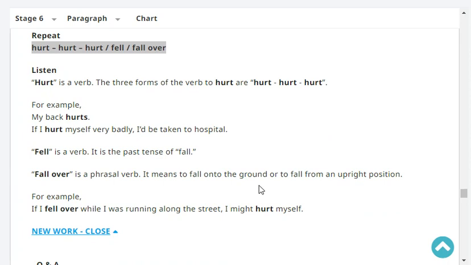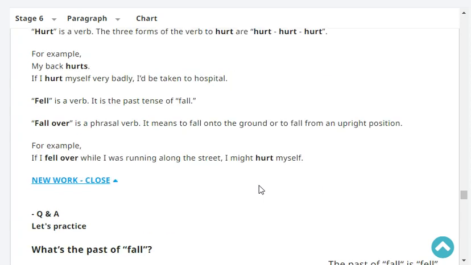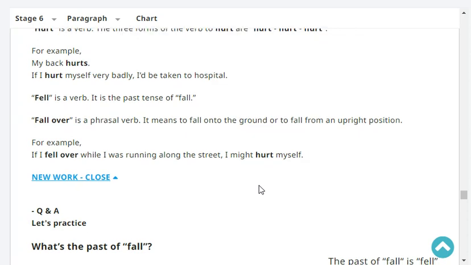Fell is a verb. It is the past tense of fall. Fall over is a phrasal verb. It means to fall onto the ground or to fall from an upright position. For example, if I fell over while I was running along the street, I might hurt myself.